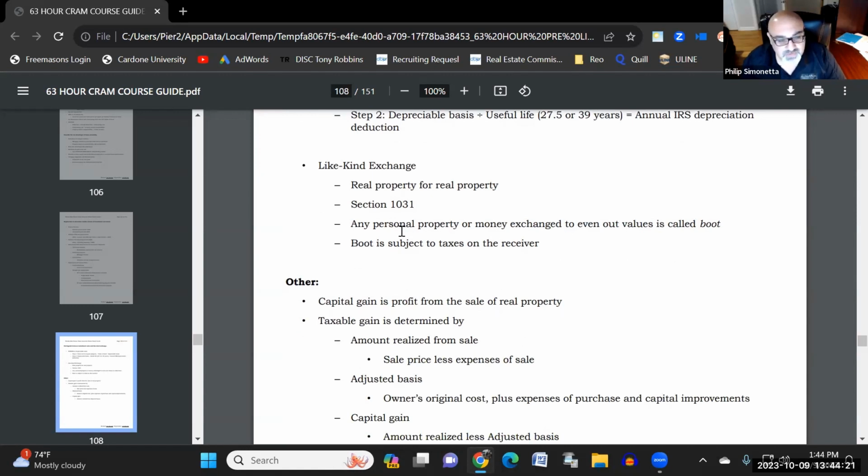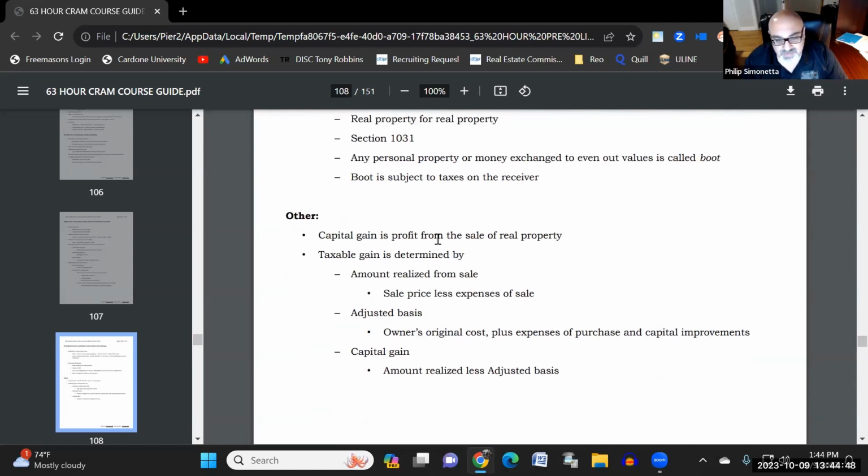Like-kind exchange. This is real property for real property. The reason it's called 1031 is that's the section of the IRS code. It's section 1031. Any personal property or money exchange to even out values is called the boot. Boot is subject to taxes on the receiver. Remember, say it was $1 million and they bought something for $950,000, that $50,000 would be taxed. That's the boot, right?